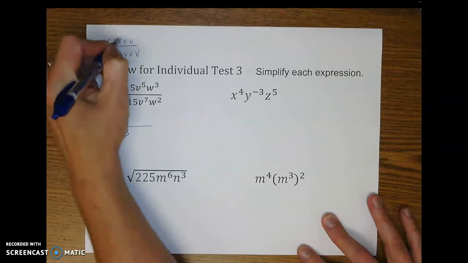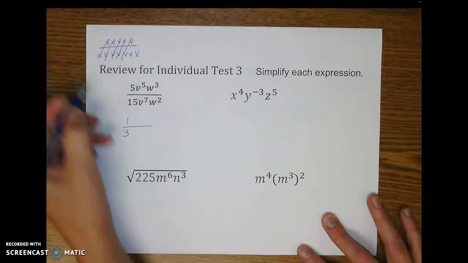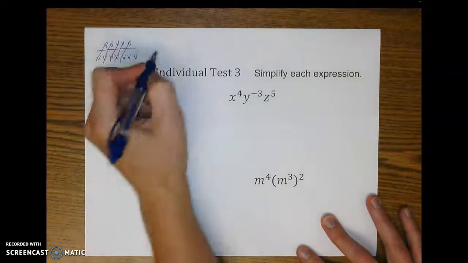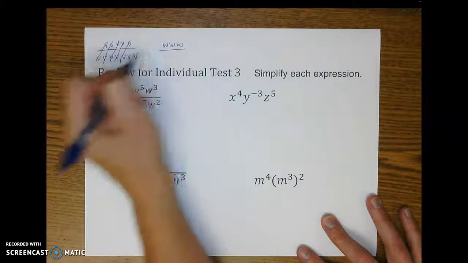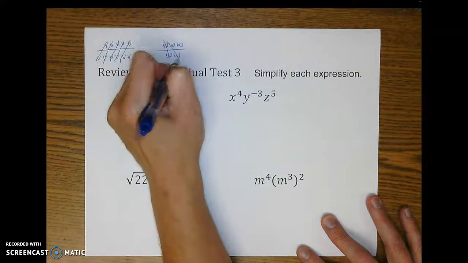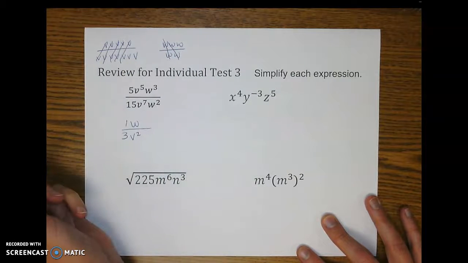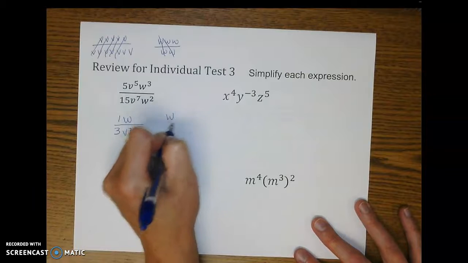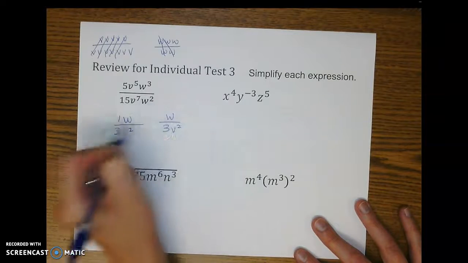Cross things off. I end up with 2 v's on the bottom. Now with the w's, I have 3 w's on top, 2 on the bottom, cross things off, end up with 1 on top. So you can leave it like that as 1w over 3v squared. Otherwise, you could write it as w over 3v squared.